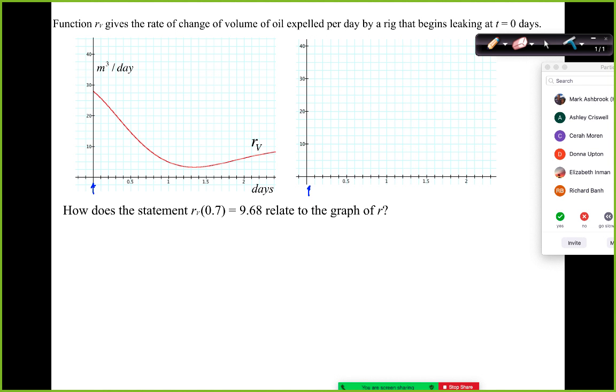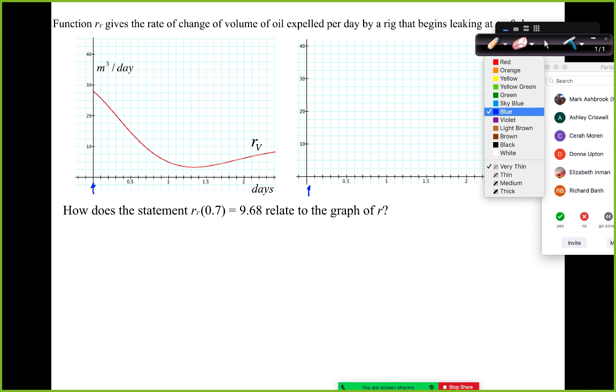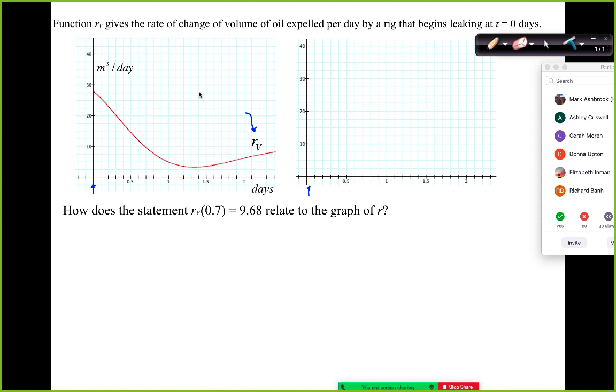Okay, so we're not looking at the rate of change graph. By the way, R stands for rate, and the subscript V means we're going to do the accumulation of volume, right? So our volume is our accumulation function. So we're going to use R subscript V to mean exact rate of change. How does the statement R_V(0.7) = 9.68 relate to this graph?